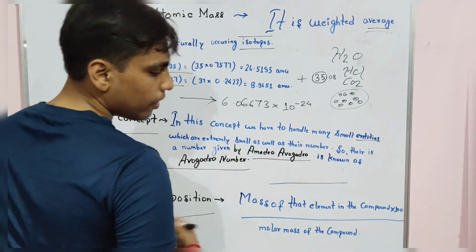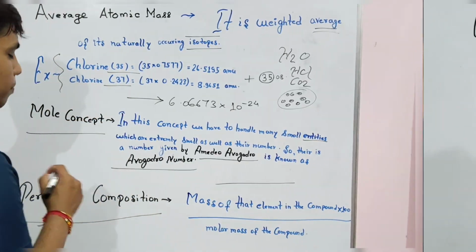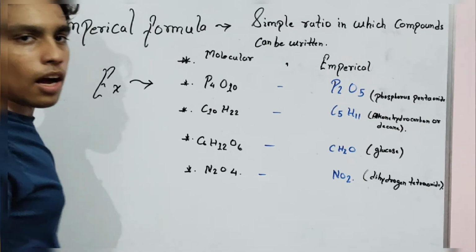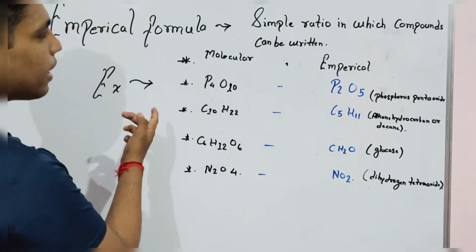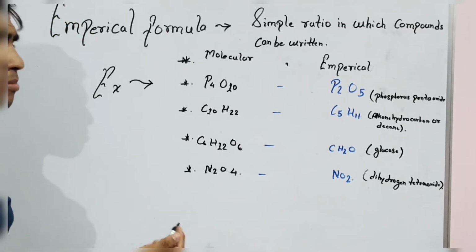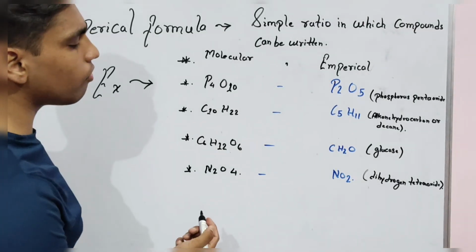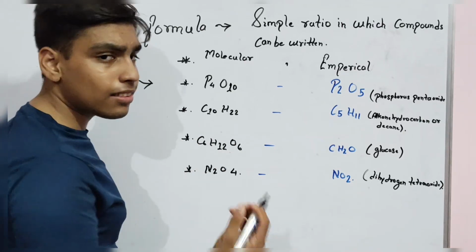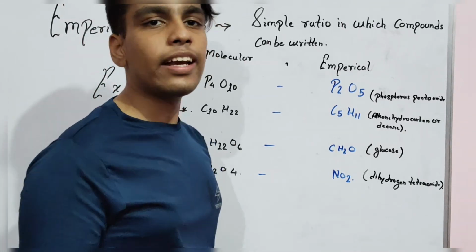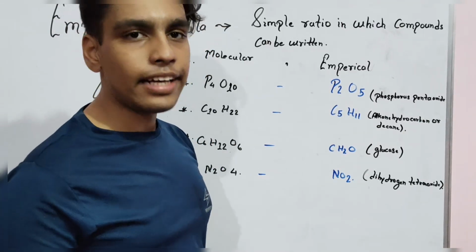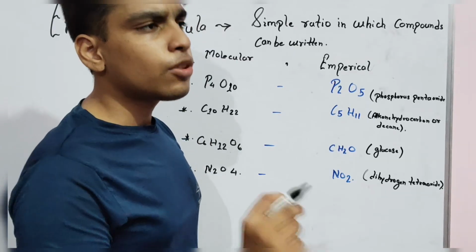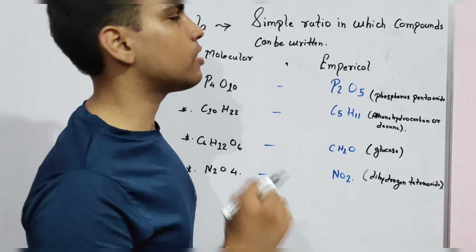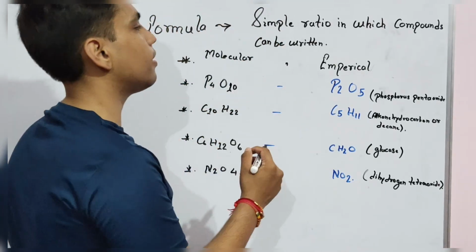Now we can move to our next topic. So friends, our next topic is empirical formula. What is empirical formula? In empirical formula, we write our compounds in a simple ratio. So we can take it as we write it in a small ratio or the lowest ratio.